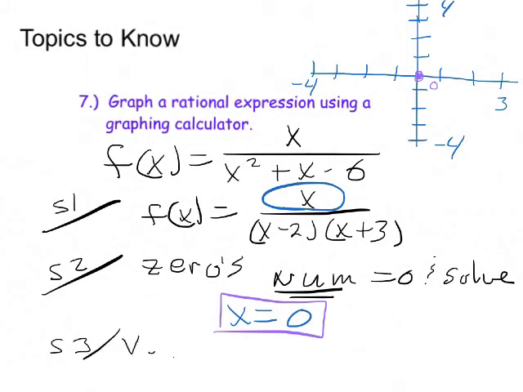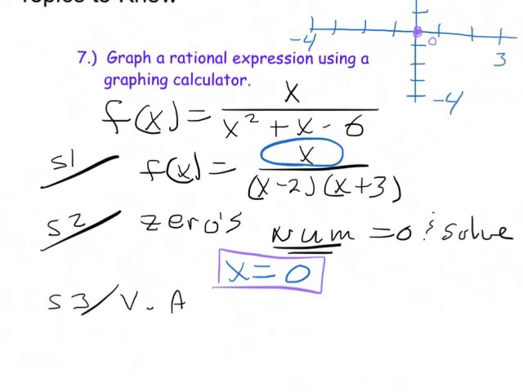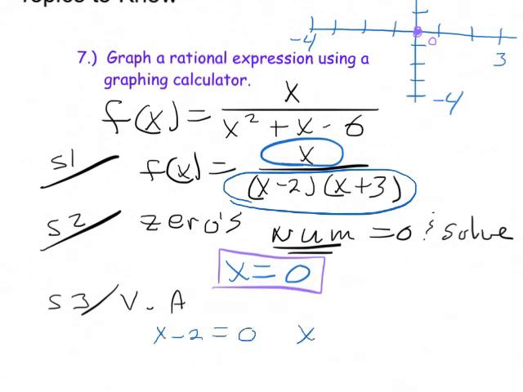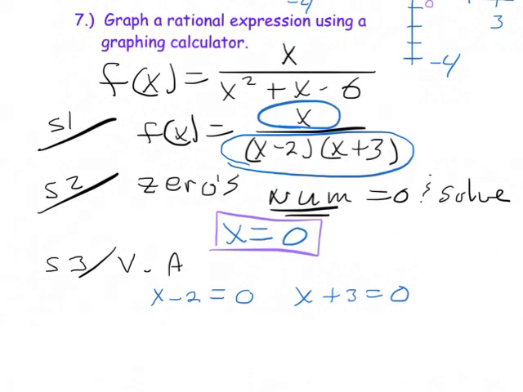To find the vertical asymptotes, you are going to set the denominator equal to 0 and solve. Let me say that again: you're going to set the denominator equal to 0 and solve. In other words, I'm going to take each of those factors and, using the zero product property, set each equal to 0 and solve. I add 2 to both sides, and I get x is equal to 2. Over here I subtract 3 from both sides, and I get x is equal to negative 3.